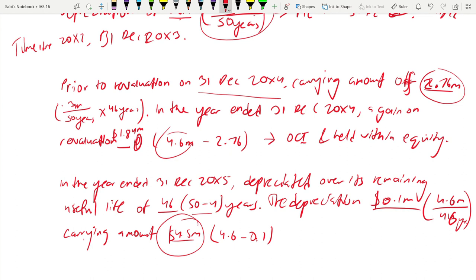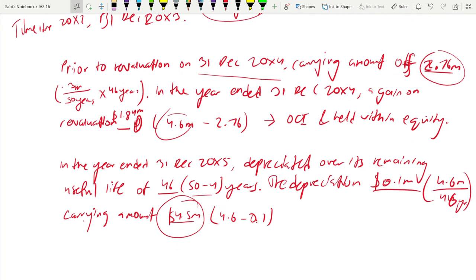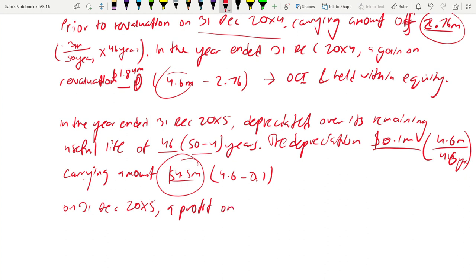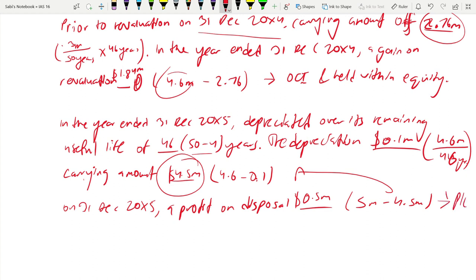So now, on 31st December 2005, a profit on disposal of how much? See, it has been sold for 5 million, carrying amount was 4.5. Always relate to previous. Okay, so 0.5 million. So profit on disposal of 0.5 million. Where will this profit go? I always told you the place. P&L. Statement of profit and loss.